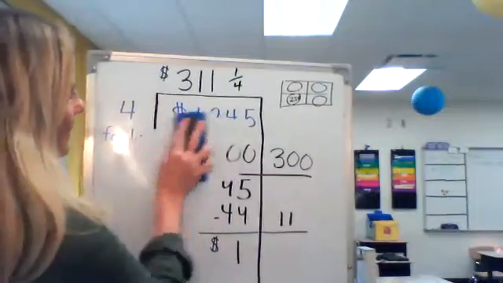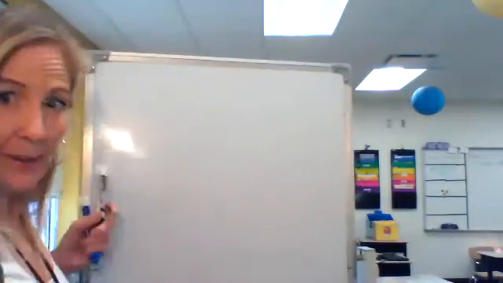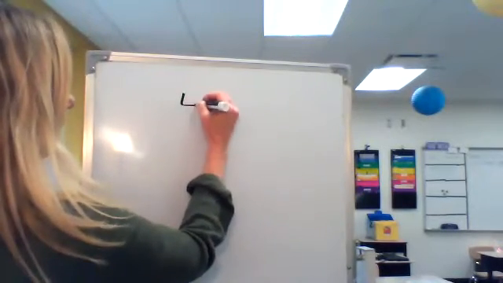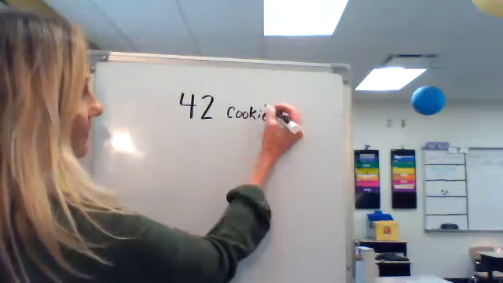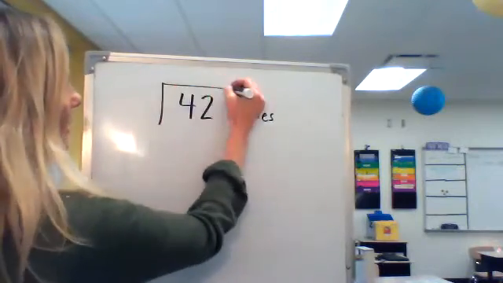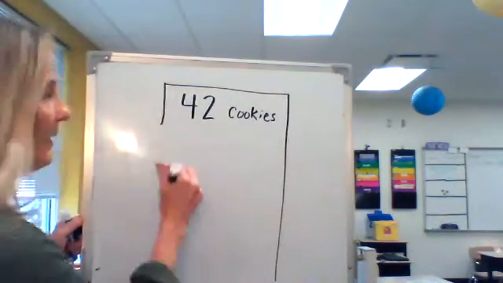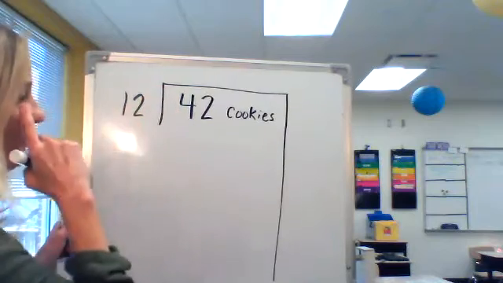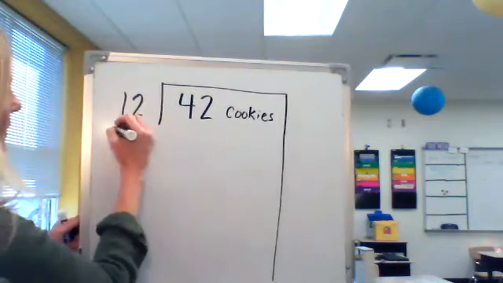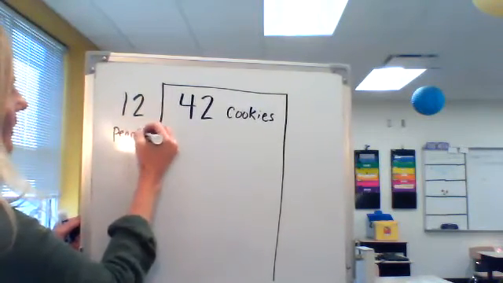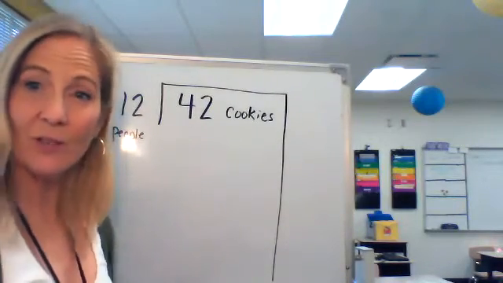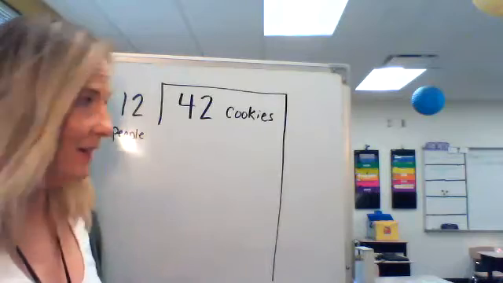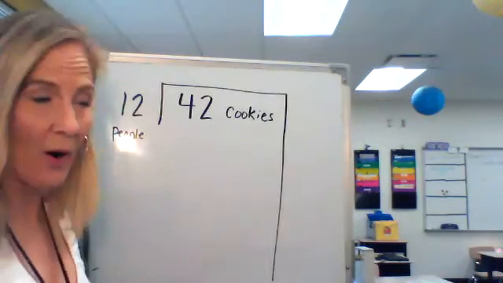Let's do easier numbers. 42 cookies divided by 12 people. Okay, so I got my 42, and whenever I divide, I always write a label. And I write my label before I make my table, otherwise I'm going to be squishing in that information. 12 what? People. Believe it or not, those labels are going to be your lifeline when problems get really complex. So get in the habit of labeling any number that's in a word problem.